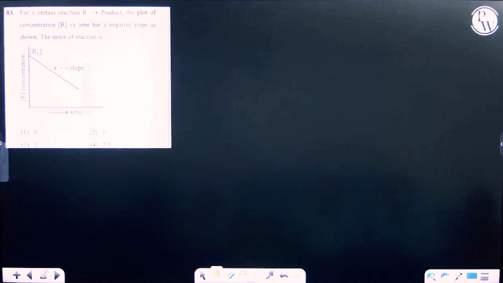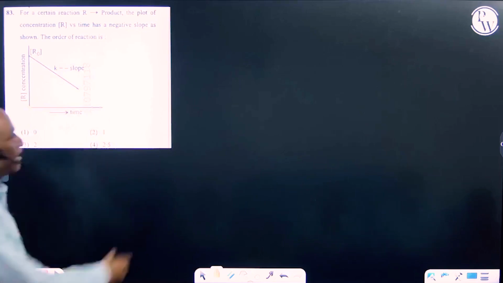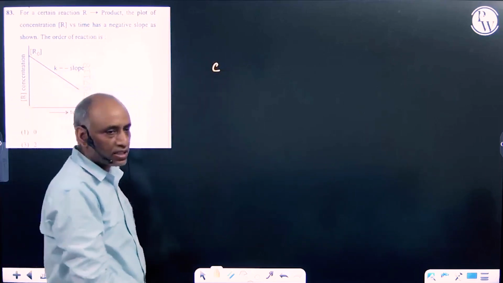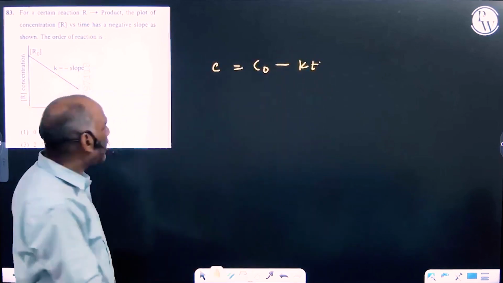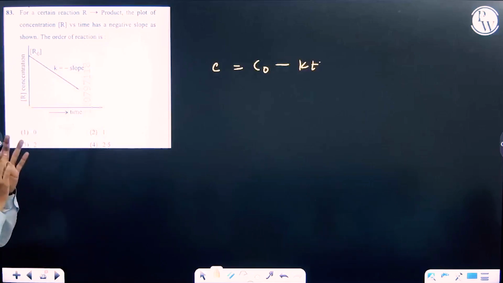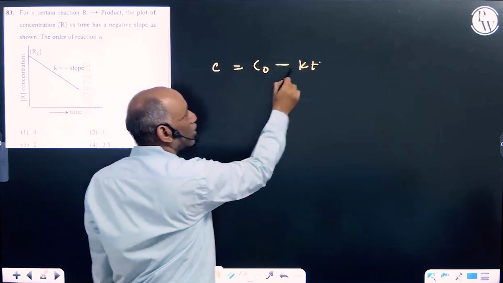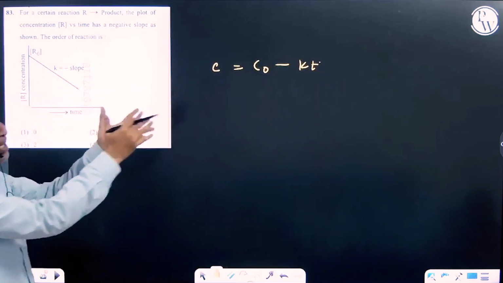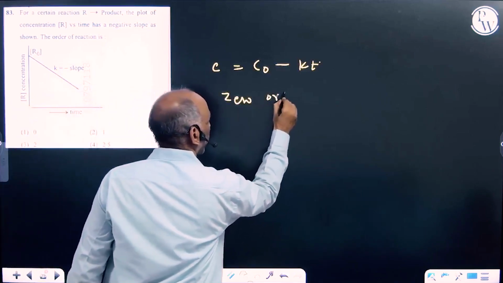The name itself is suggesting: when time t equals 0, concentration is C naught, and as time progresses, the concentration is decreasing linearly, and hence you can write the concentration varies as C equal to C naught minus kt. It is like slope is negative, intercept is positive. So you are aware of straight line equations: C equal to C0 minus kt, or kt equal to C0 minus C, so k equals (C0 minus C) by t. That means the order of the reaction is becoming zero order.